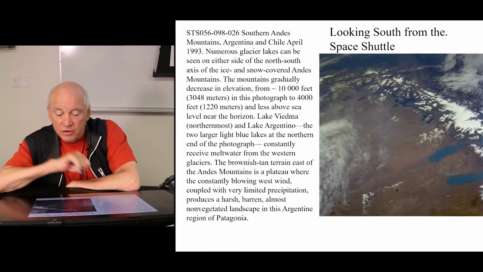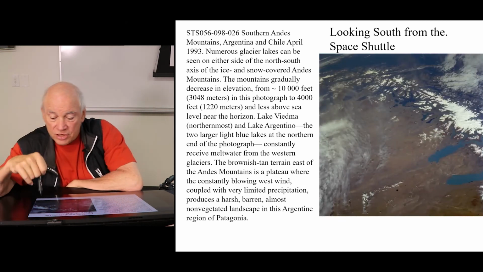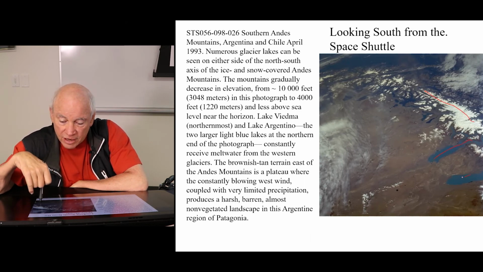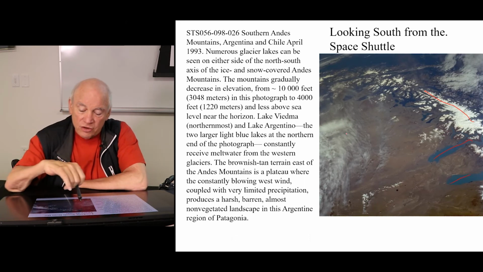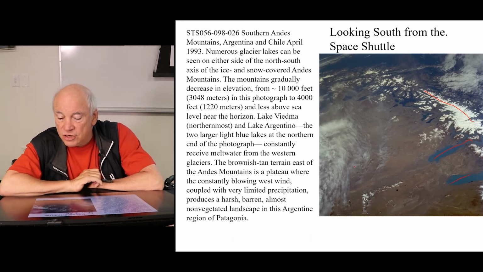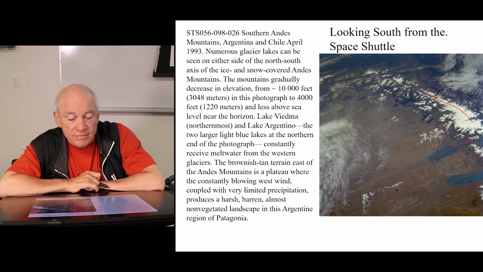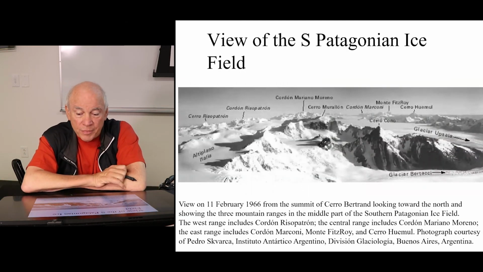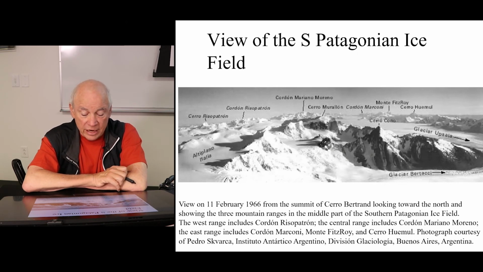This is another view. Now we're looking south. This is the southern Patagonian ice field, and here are these big finger lakes coming out into Argentina. You see how dry this part of Argentina is. It shows up very, very brown. Here's a view of the southern Patagonian ice field. You'll feel like you're in Antarctica in this region. It's quite spectacular.